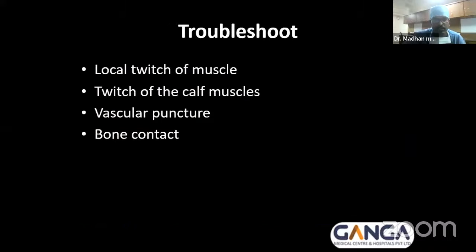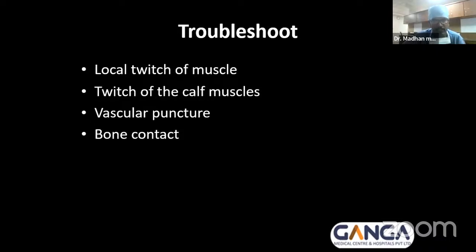Troubleshooting while doing this block. Suppose you are getting a local twitch of the muscle, either of semitendinosus, semimembranosus, or biceps femoris. That means you are either too medial or too lateral. In that case, just withdraw the needle and redirect accordingly. If you are getting a twitch of semimembranosus or semitendinosus, your needle is too medial. And if you are getting a twitch of biceps femoris, your needle is too lateral. So withdraw the needle and redirect accordingly.